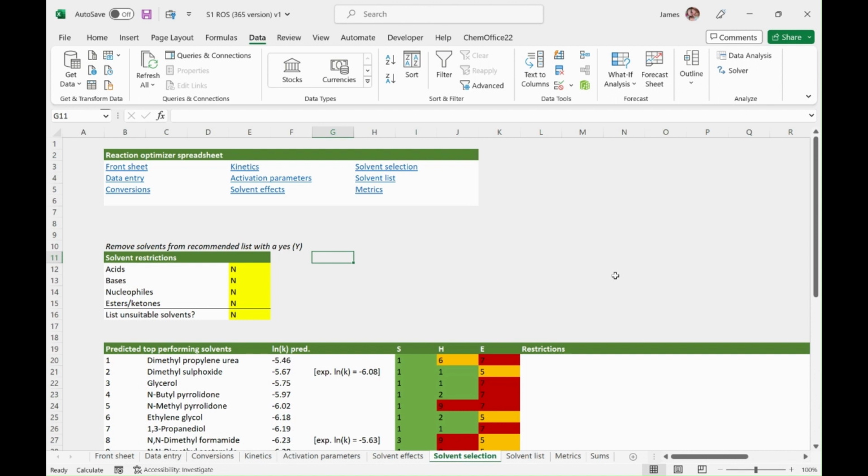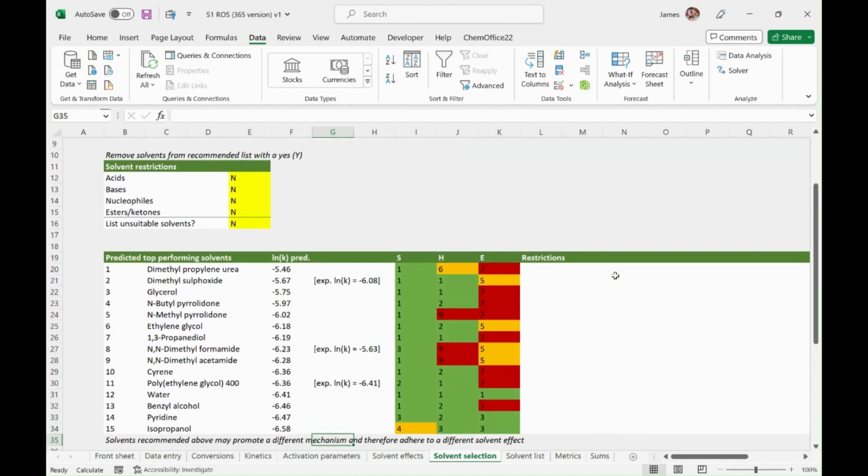If you want to proceed in solvent selection to identify a greener solvent for your reaction, we can expand this search to outside of your experimental data set. If we scroll down, we have a list of solvents with predicted rate constants derived from the previous worksheet. What we've got here is a recommendation of dimethylpropylene urea from our data set. There are about 100 solvents in this list, which has been extracted here for the highest performing 15.